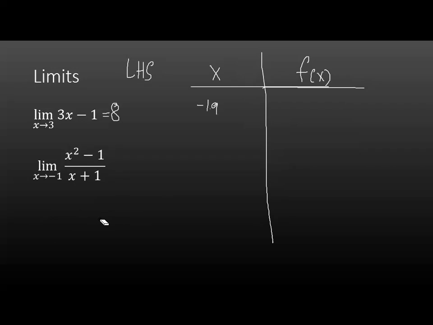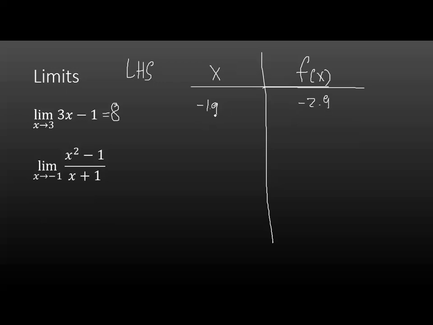So now let's substitute. Negative 1.9 squared minus 1 all over negative 1.9 plus 1. So negative 1.9 squared minus 1, okay, so we have the result of negative 2.9.